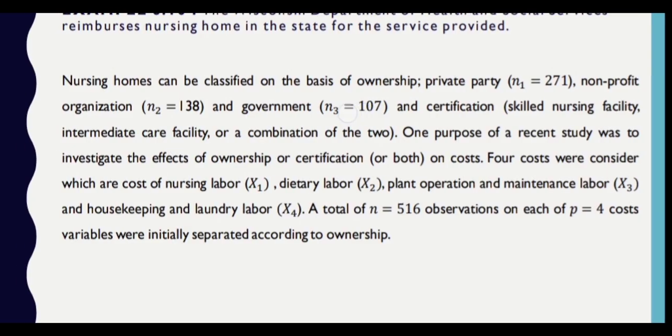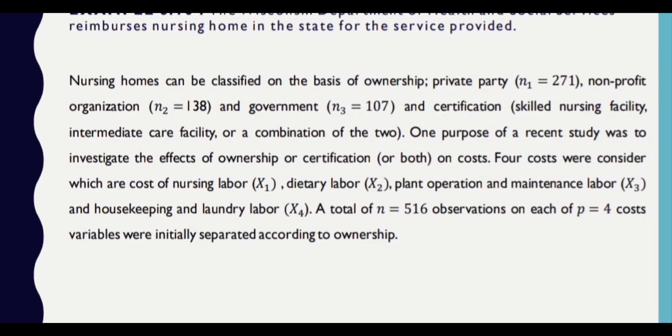4 costs were considered, which are the cost of nursing labour, dietary labour, plant operation and maintenance labour, dan juga housekeeping and laundry labour. A total of 516 observation on each of the 4 cost variable were initially separated according to the ownership. So, kat sini, from this case study, we know that we have the 3 population, which is the ownership, ataupun treatment.